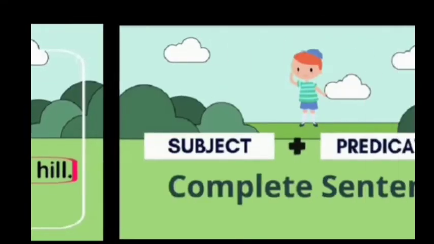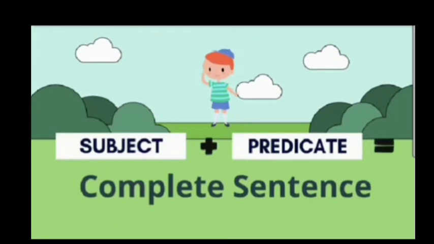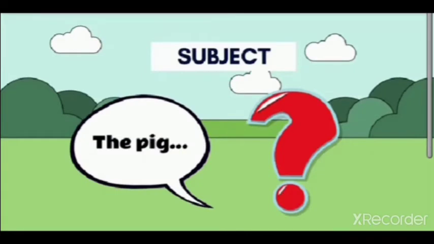Now students, remember, you need both the subject and predicate to make a sentence. If you have just the subject, for example, the pig, you will have no idea what the pig is or does. Was the pig big or small? Did the pig jump into the muddy puddle? I don't know. Do you know, students?